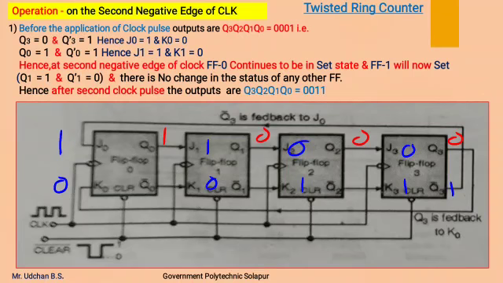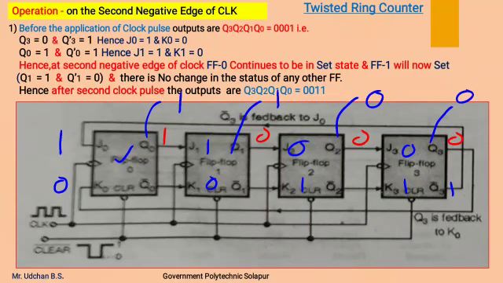After the second negative edge of the clock, flip-flop 0 gets set, that is Q0 will become 1. Flip-flop 1 will get set, that is Q1 will become 1, as the inputs of flip-flop 0 and flip-flop 1 are 1 0, whereas flip-flop 2 and flip-flop 3 will get reset as their JK inputs are 0 1. So after the second negative edge of the clock pulse, we will get the output 0 0 1 1.